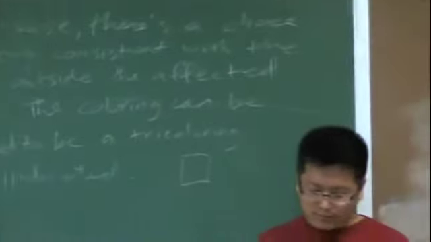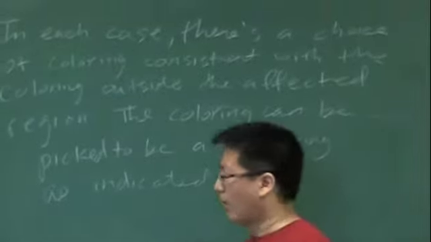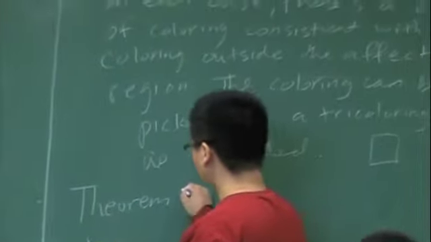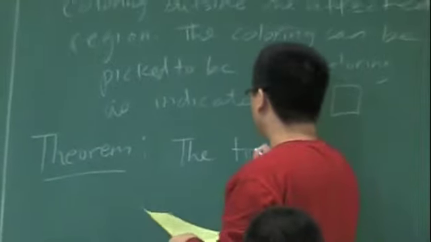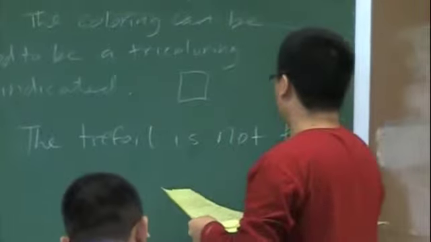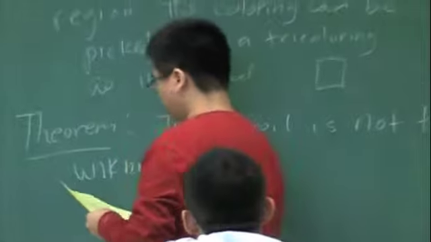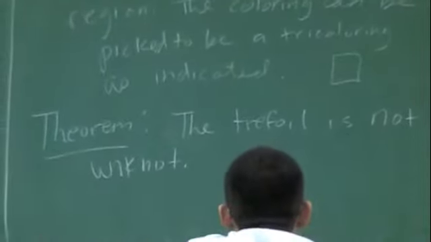That's it. Okay, so remember, what's the point of all this? We have a theorem from this. So let me at least write the theorem I said last time. The trefoil is not the unknot. Right, so the proof of this is very short. You can just use the tri-coloring results here.